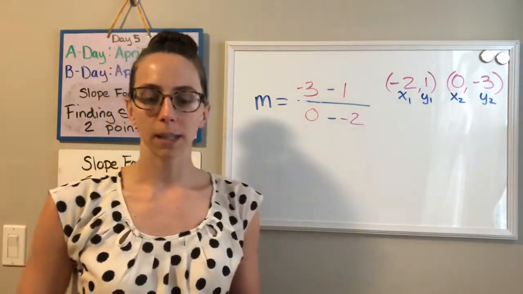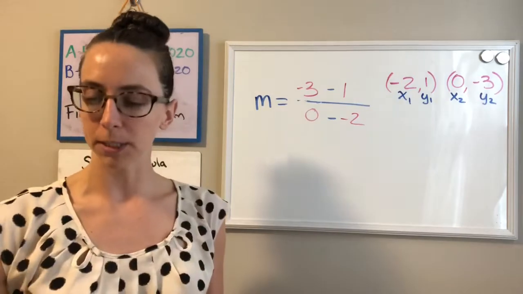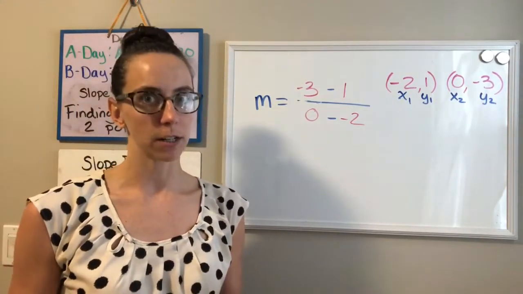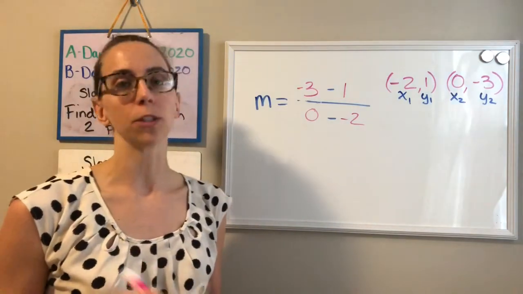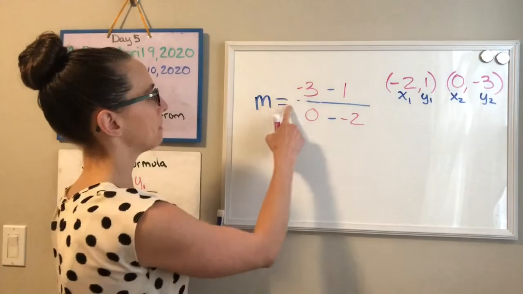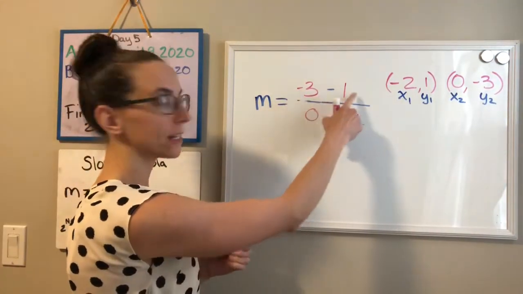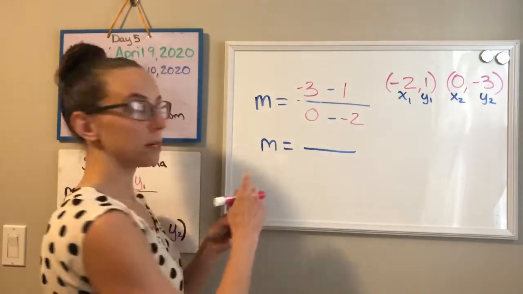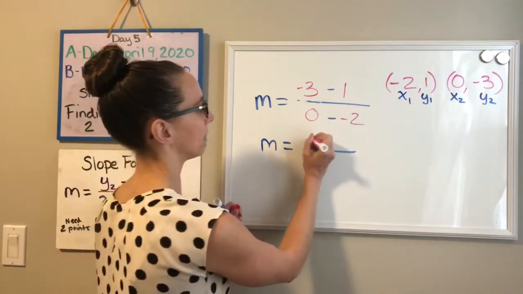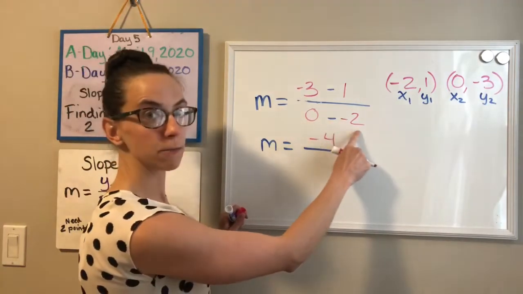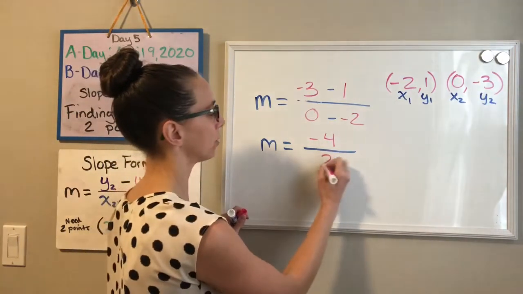Once I substitute my numbers into the correct position, it's just a matter of simplifying. So I need to use subtraction. If you need to use a calculator for this, you absolutely can. Just be very careful the way you're plugging it in. So m is equal to -3 minus 1, which is actually going to be -4. And 0 minus -2 is actually 2.